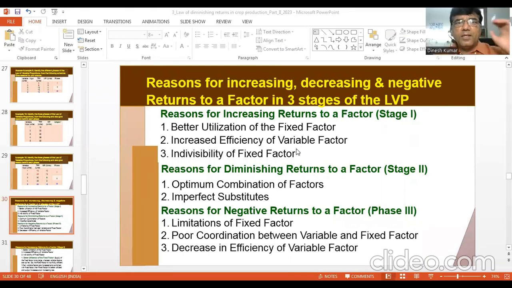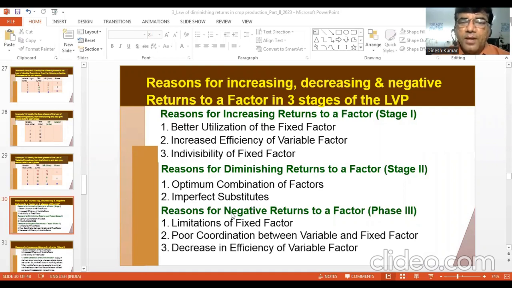So you can see the reasons for increasing return to a factor in stage 1. Now you see reasons for diminishing return to a factor in stage 2. Number 1, optimum combination of factors. In stage 2, one will get the optimum combination of the factors. It is diminishing, but it is not negative. Reasons for diminishing return to a factor in stage 2: optimum combination of factors and imperfect substitutes.